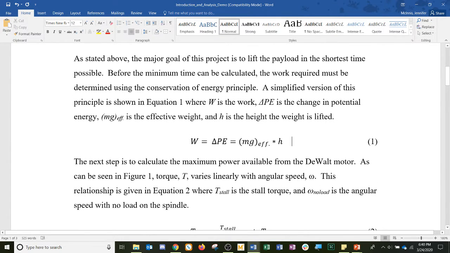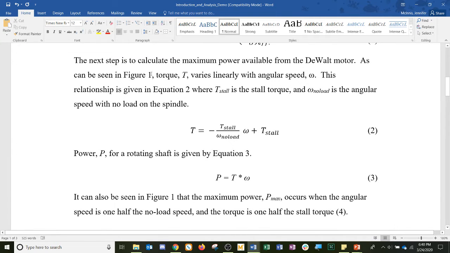In the text, you explain each of the terms the first time they appear, and you also explain the relationship. So here we're calculating the work, W, using the change in potential energy and the effective weight, as well as the height through which that weight is lifted. We're not explaining the math, we're explaining the relationship. And then we have the next step.